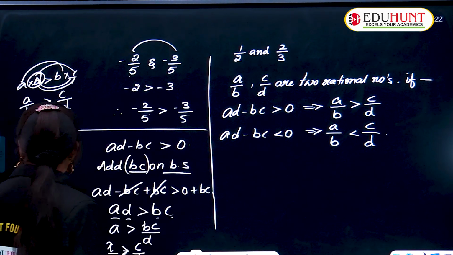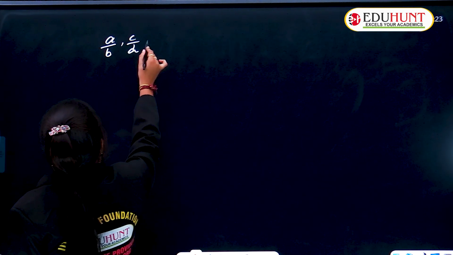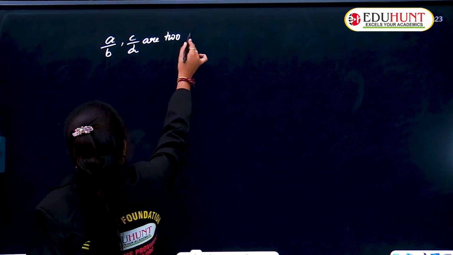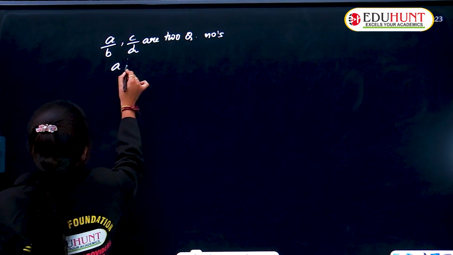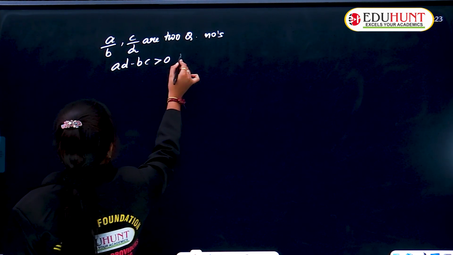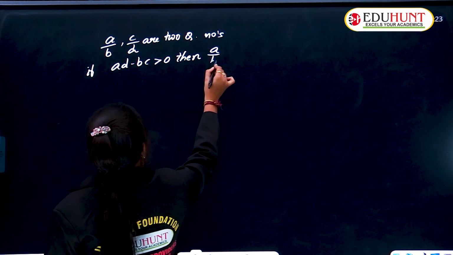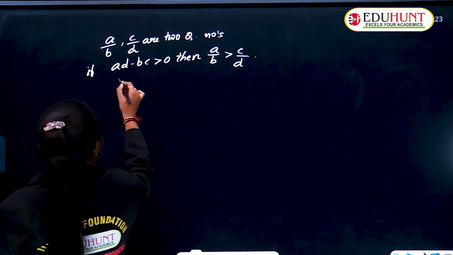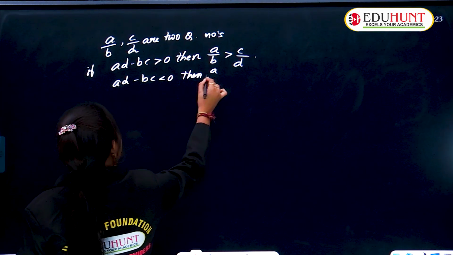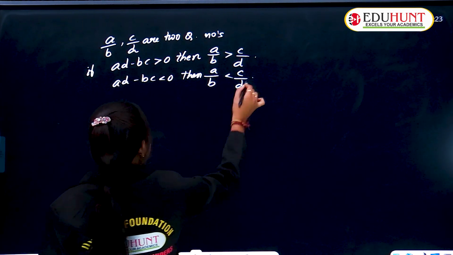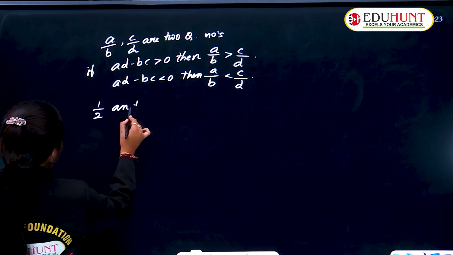Just for an example, what are the conditions here? If a by b and c by d are two rational numbers, and ad minus bc is greater than 0, then a by b is greater than c by d. If ad minus bc is less than 0, then a by b is less than c by d. That's it, an easy comparison.